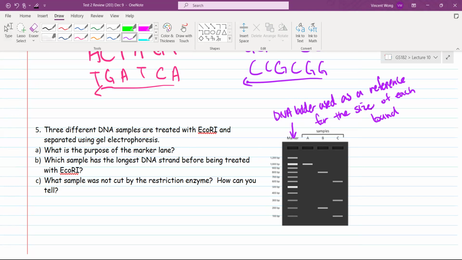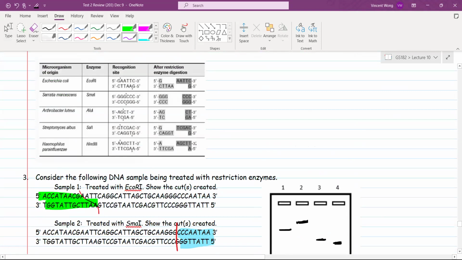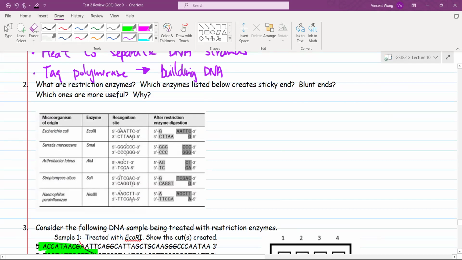Okay, I just received a question about sticky ends and blunt ends. Let's go back to here. In this chart, if it cuts zigzag, then it's a sticky end. If it cuts straight down, then it's a blunt end, right? The advantage of sticky ends is that if you have multiple DNA samples and treat them with the same restriction enzyme, they will create complementary sticky ends.